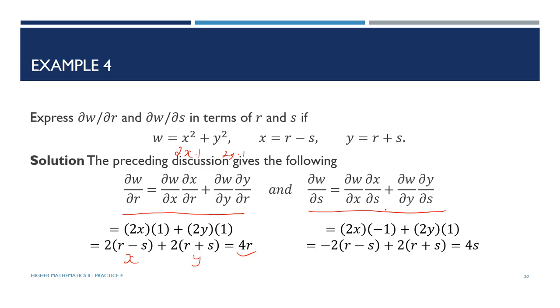In the next part, which is the partial derivative of w with respect to s, I'll also need to calculate the derivative of w with respect to x, which is the 2x again, the derivative of w with respect to y, 2y, the derivative of x with respect to s is -1, the derivative of y with respect to s is 1. So calculate this expression, get the answer 4s now.